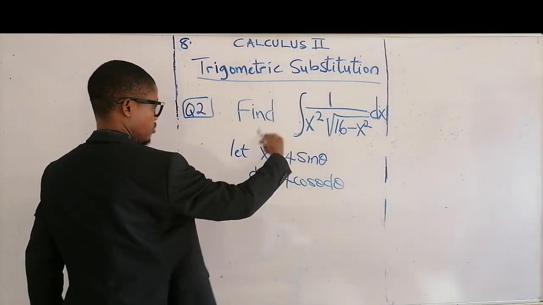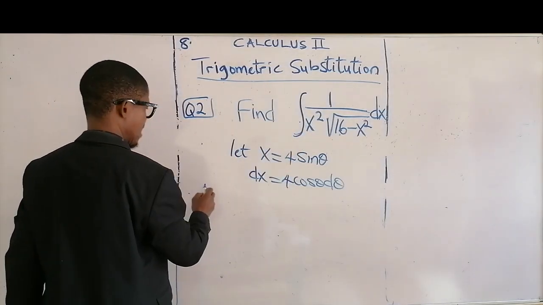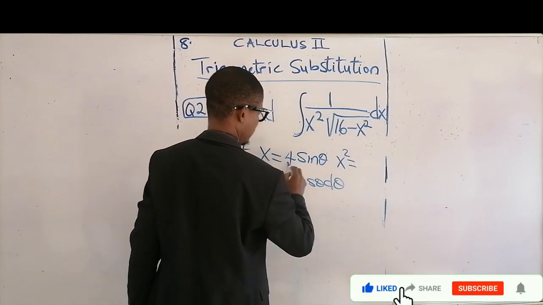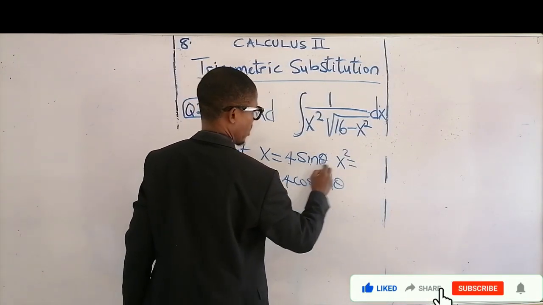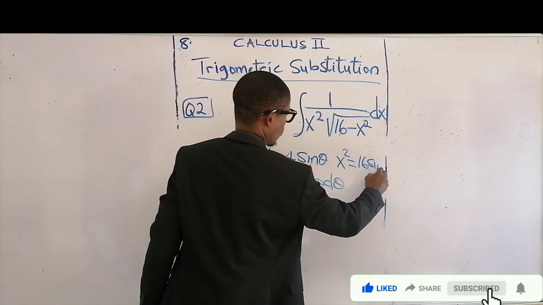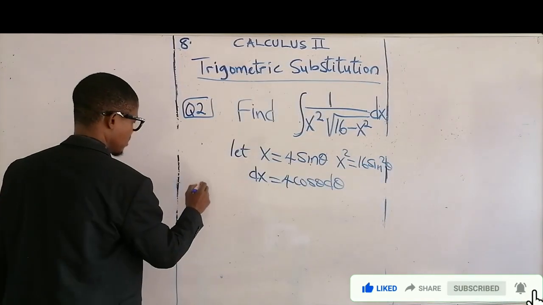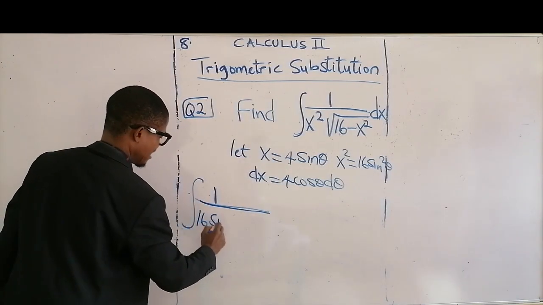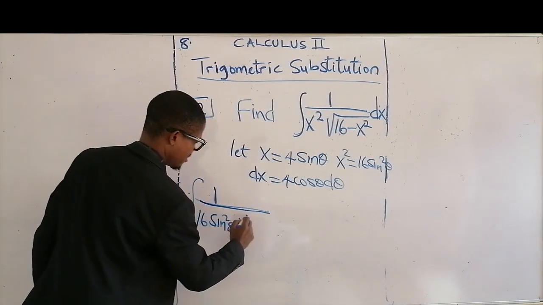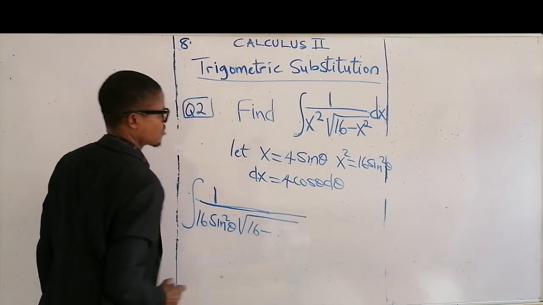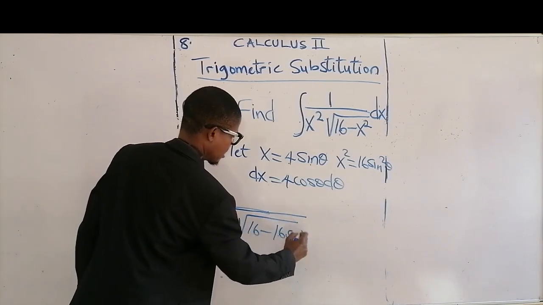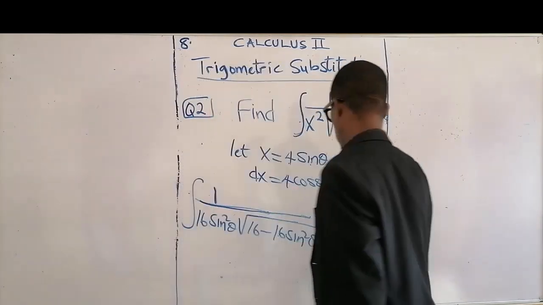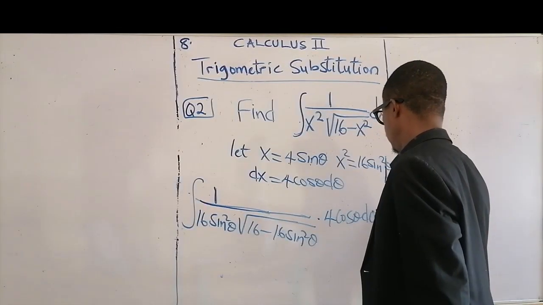Begin to substitute into the given question. And don't forget your x squared will be 4 squared sine squared theta, and that will be 16 sine squared theta. So we now have the integral of 1 over 16 sine squared theta, times the square root of 16 minus 16 sine squared theta, and then dx is 4 cos theta d theta.